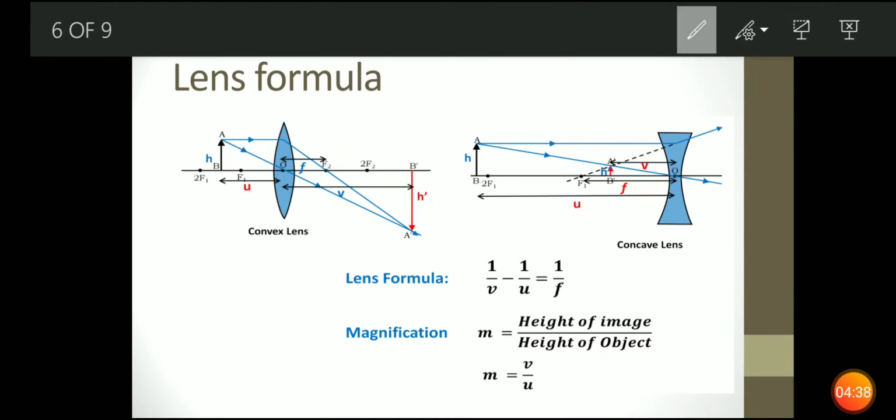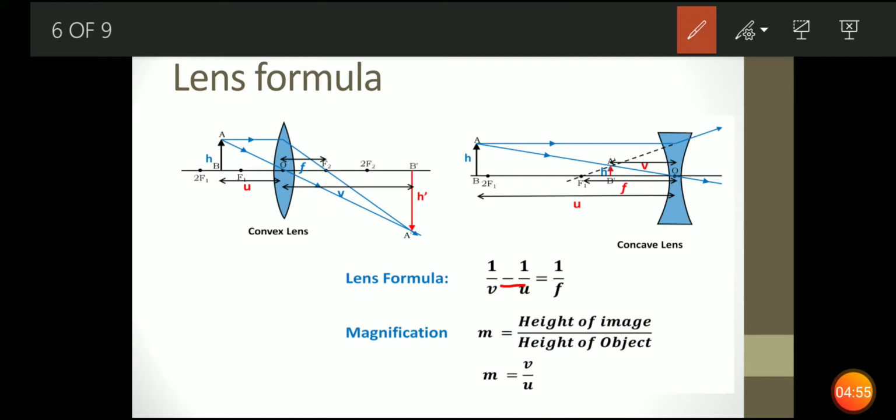Now what is the lens formula? The same way we have the mirror formula, we have the lens formula. The mirror formula is 1 by v plus 1 by u equals to 1 by f. In lens we have only a negative, that is 1 by v minus 1 by u equals to 1 by f.